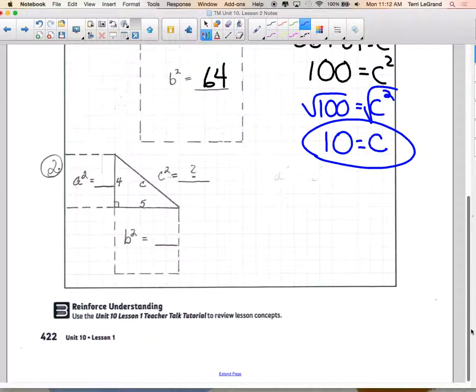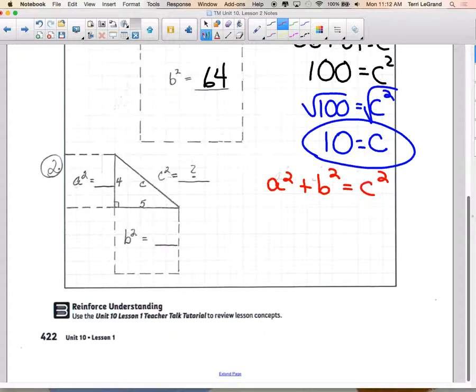Okay, let's try number 2. The first thing that we're always going to do is write down the Pythagorean theorem, which is a squared plus what? B squared equals c squared.